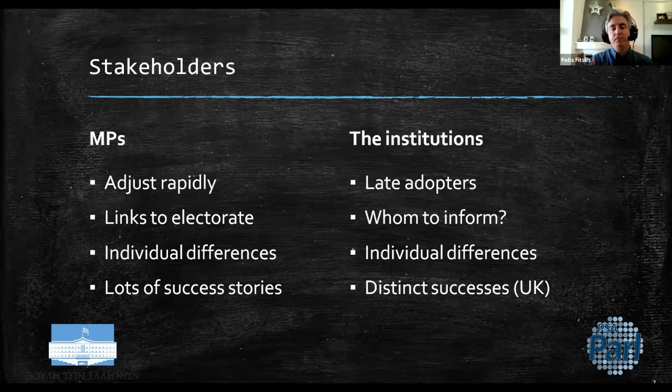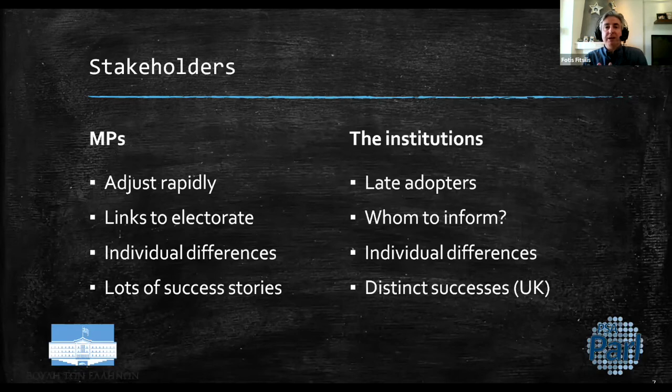The institution, the parliament, on the other side, could be considered as late adopters. There's an issue here, whom to inform by these new digital media. You need to have a media strategy. Media strategy and the media mix target specific target groups.